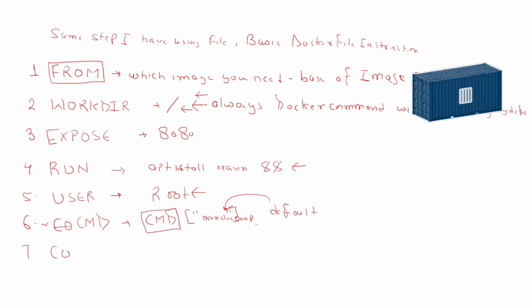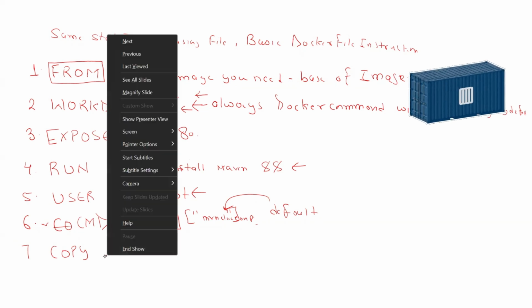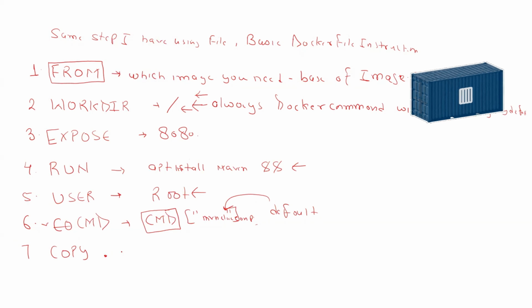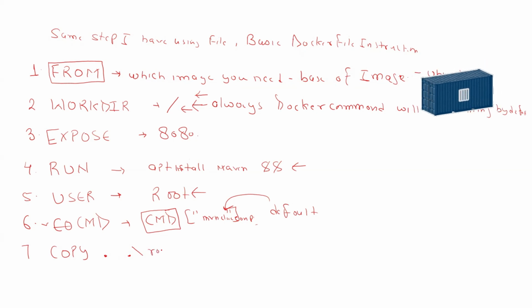And then there is something called copy. Let's say you want to copy every file from your local file system, you would be using dot. And if you want to copy it into the Docker file system, you would say dot, so it will be created in the root, or you mention the path where you want your files to be copied. So you would use the copy instruction for that.